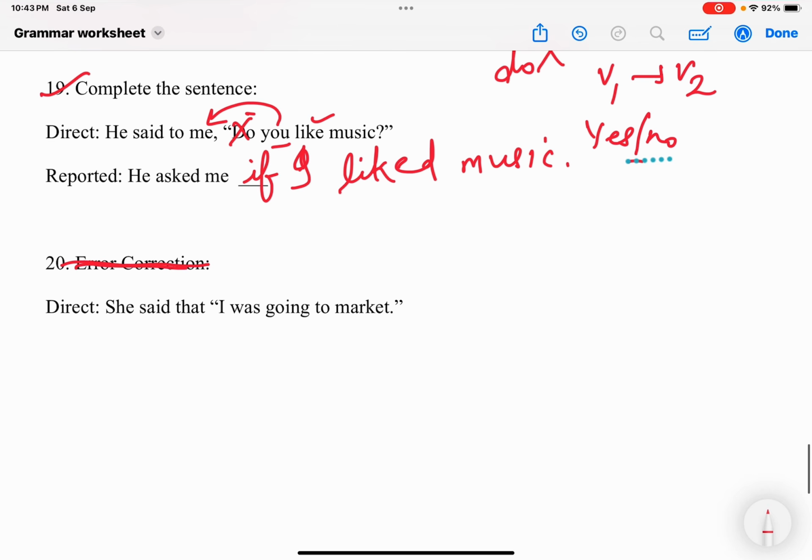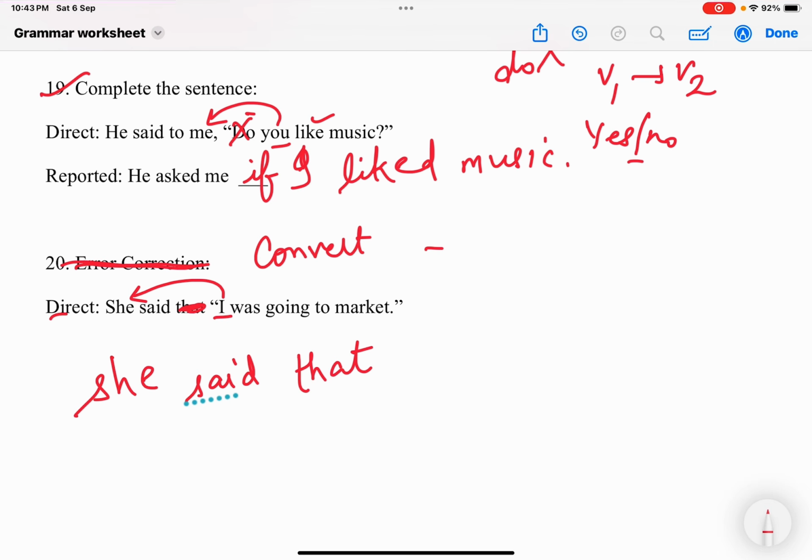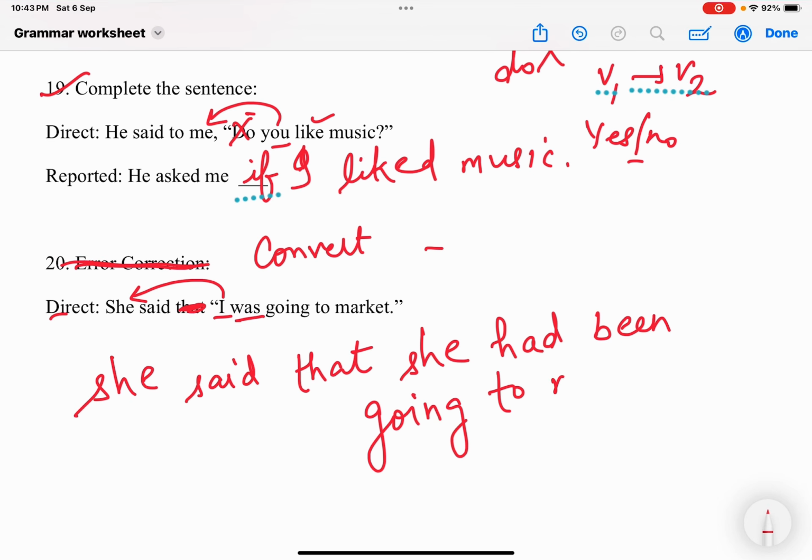Last one is, this is not of error correction. Here is an error on my part. We are to convert the sentence. Okay, convert direct speech into indirect speech. So direct is, she said that I was going to market. So indirect speech would be, she said, that will not be there. She said that I, first person, change according to she. Is, am, are change into was, were, and was, were change into had been. So she had been going to market. Okay, so this is the correct answer.